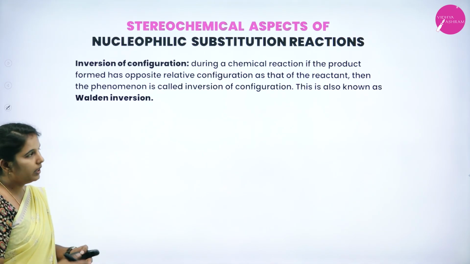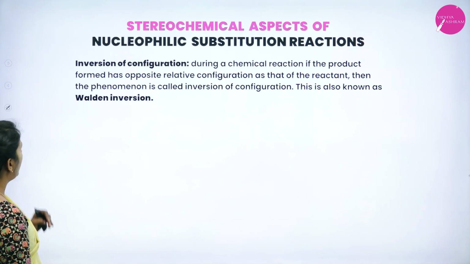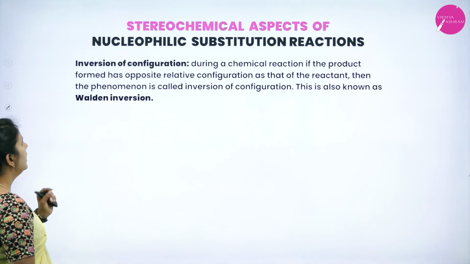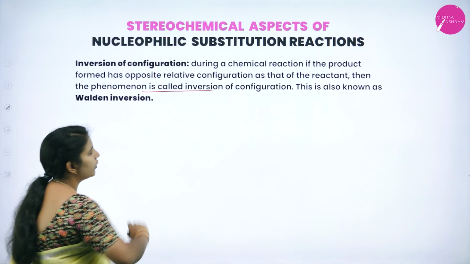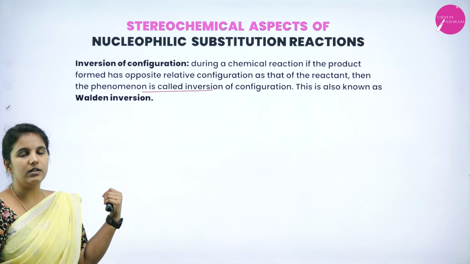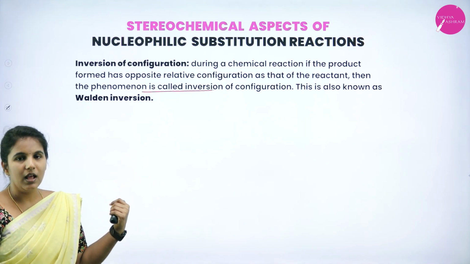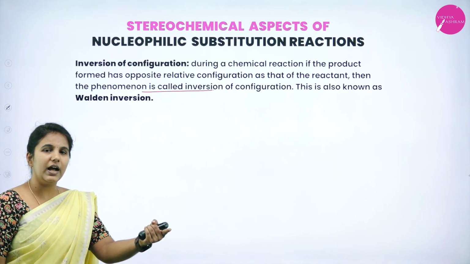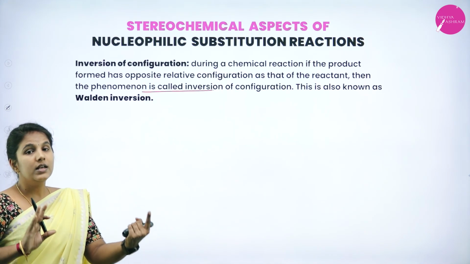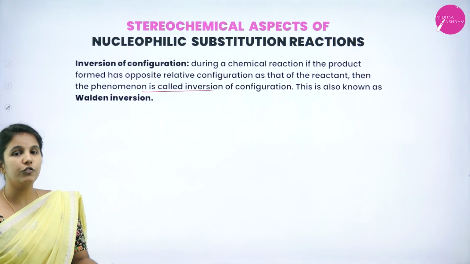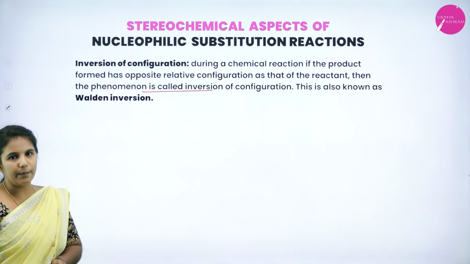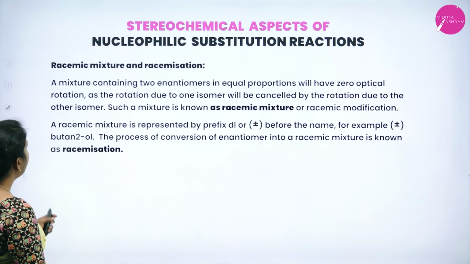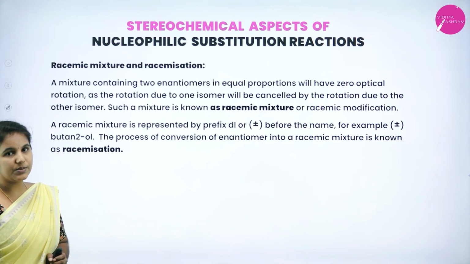Inversion of configuration. During a chemical reaction, if the product formed has the opposite relative configuration to that of the reactant, then the phenomenon is said to be inversion of configuration. This we already understood by studying the SN2 reaction mechanism, right? Where the reactant has its own configuration, but after the product, you see that their configurations are entirely different. Such configurations are known as what? Inversion of configuration, and we have compared that with the umbrella also, and that is also known as what? Walden inversion.